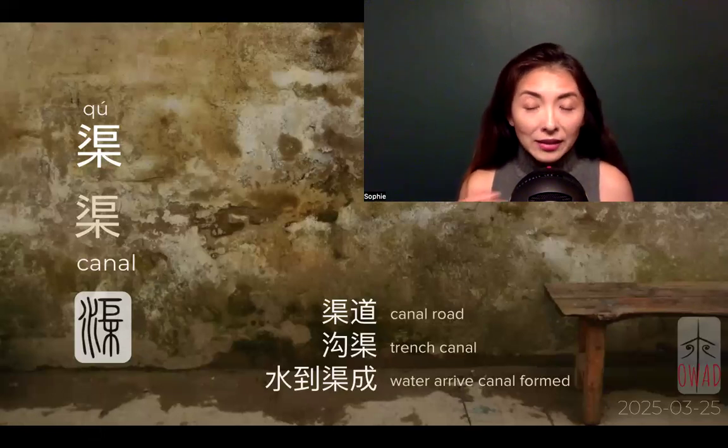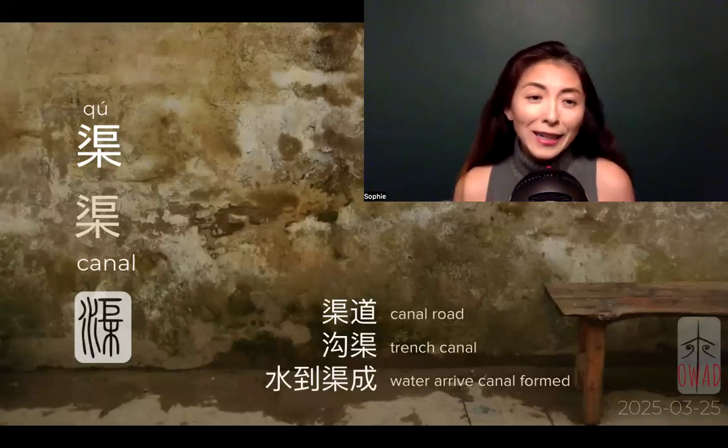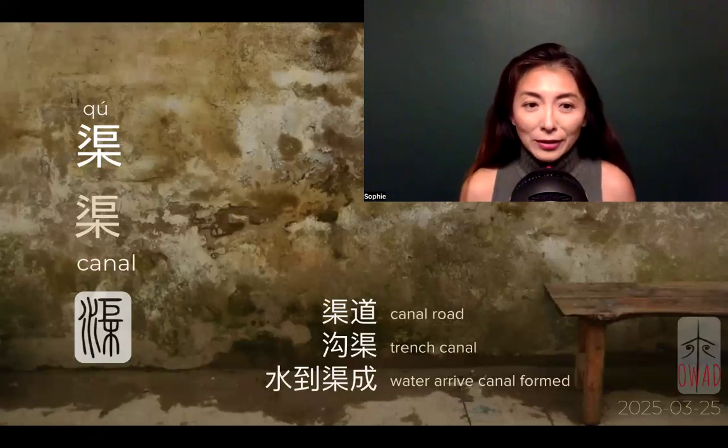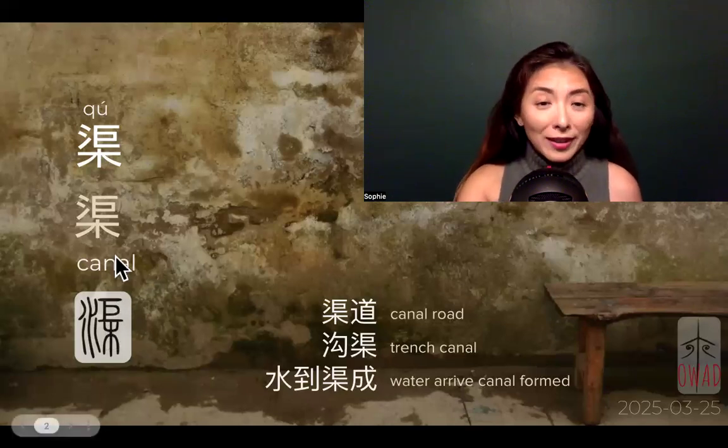And obviously, this is beyond individual residents, like building a house. This is for the whole community, right? So this is truly ancient civil engineering stuff for the canal.